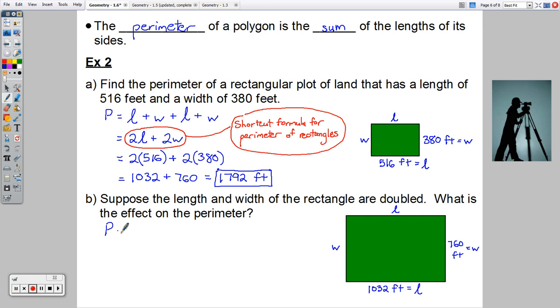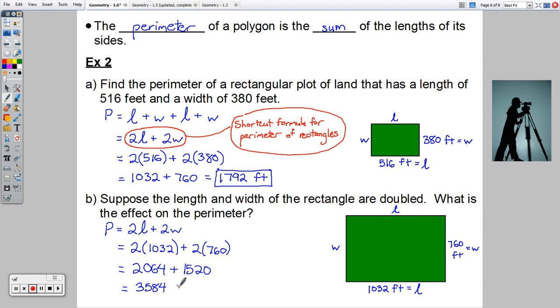So I can use my shortcut formula if I want, which I'm going to do. 2L plus 2W. And I know L is 1032, so I can plug that in. I know W is 760. Plug that in, work it out. This is 2064 plus, this looks like it'll be 1520. Adding those 2 values together gives me my final answer, 3,584. And that is in terms of feet. So that's my final perimeter, I should say, not exactly my final answer.